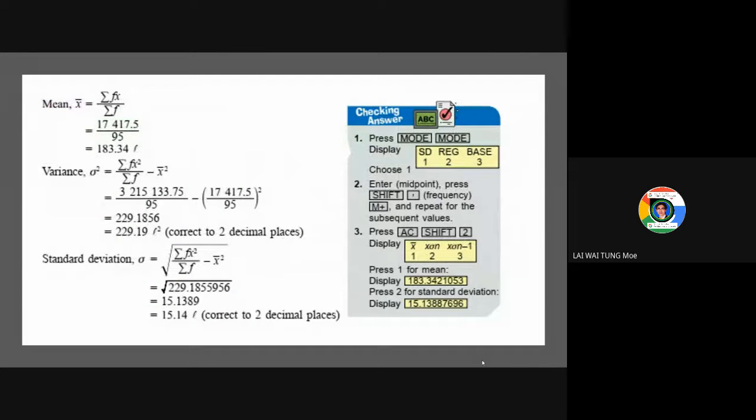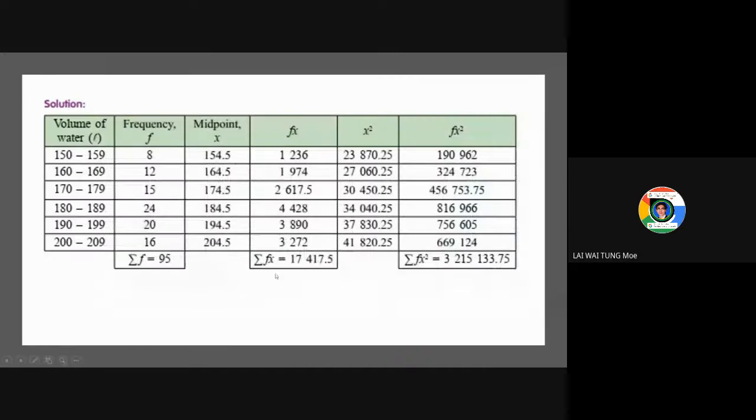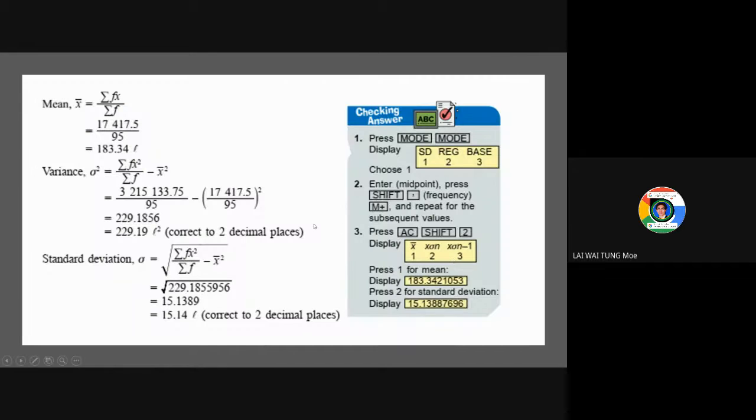So after you get all this value from the frequency table, you already calculated the total of f, total of fx, and total of fx squared. Now you can calculate the mean. Why do we want to calculate the mean? Because in variance and standard deviation, there is a mean in the formula. So we need to know the mean before we calculate the variance and also the standard deviation.